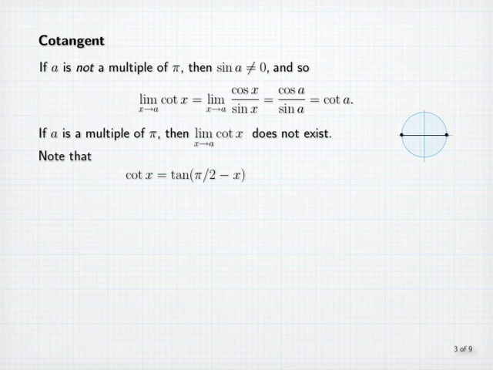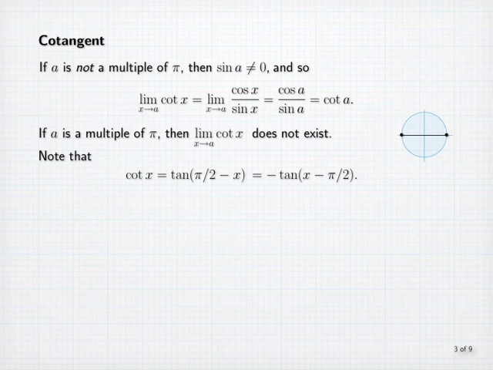Now, let's note that cotangent x is equal to tangent of pi over 2 minus x, because cotangent and tangent are cofunctions. Since tangent is an odd function, we can write that as minus tangent of x minus pi over 2.